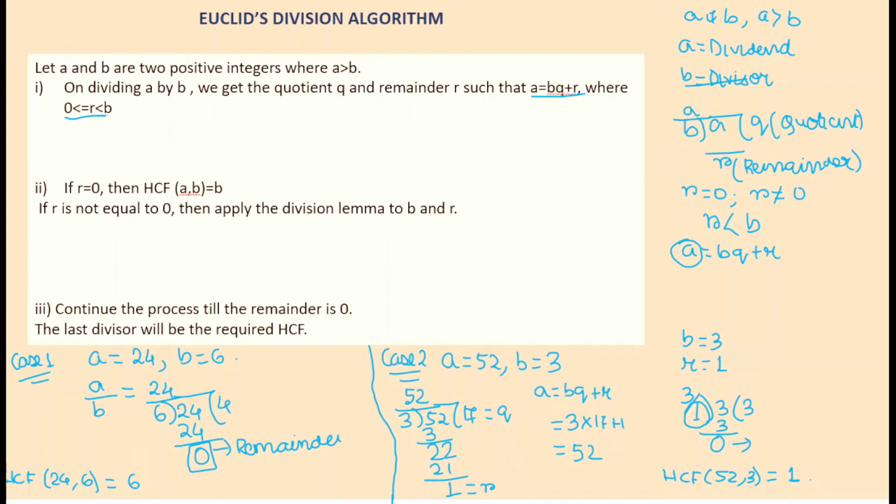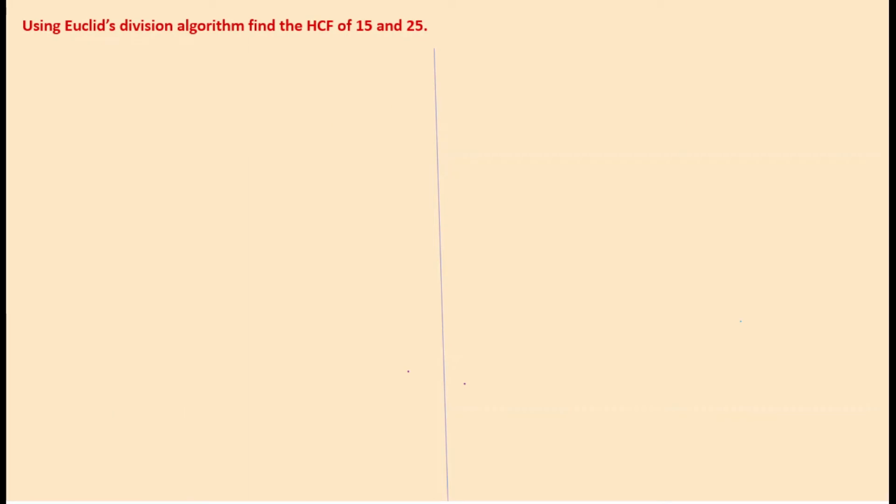We will try to solve it with some other examples. Let us solve the first sum using Euclid's division algorithm: find the HCF of 15 and 25. We have already found the HCF of 15 and 25 using the conventional method, and it came out to be 5. Let's check whether it matches with the conventional method or not.